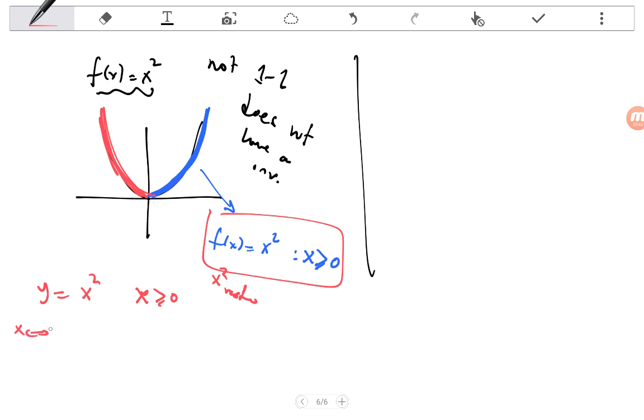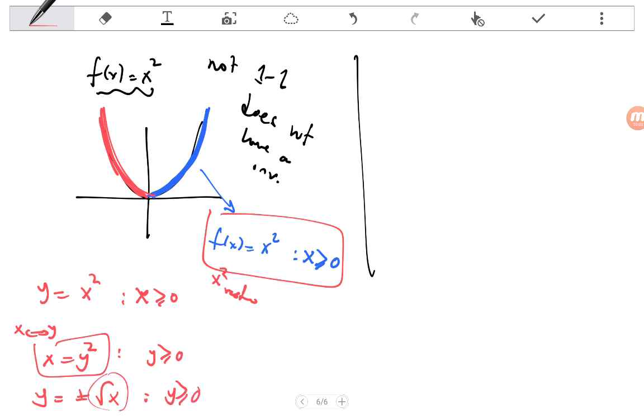Now I interchange x and y. So that will be x equal to y squared. And I also interchange the condition, so that will be y greater than or equal to 0. Now I need to solve for y. If I solve this for y, I will get y is equal to plus or minus root x. But I have the condition that y is greater than or equal to 0.